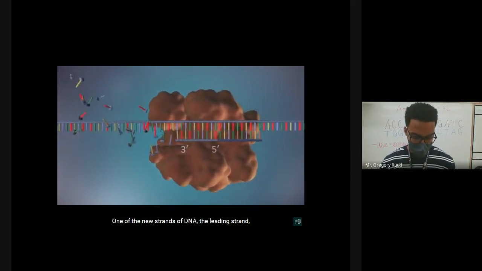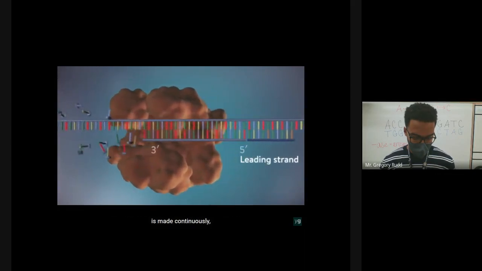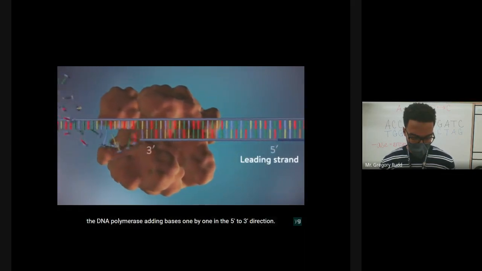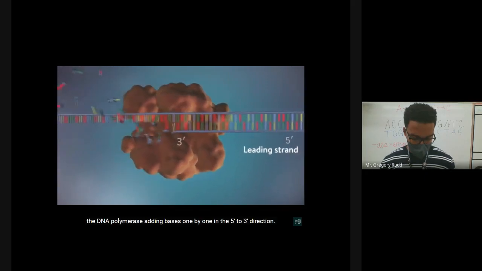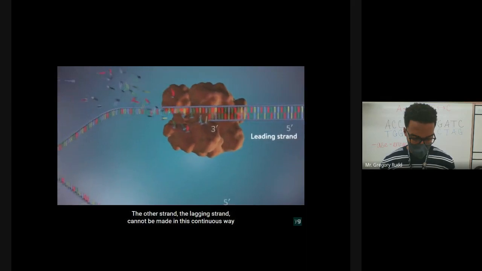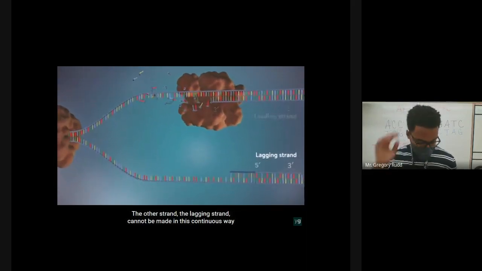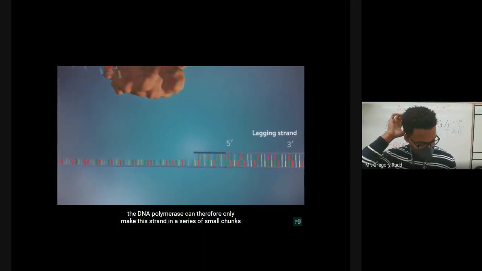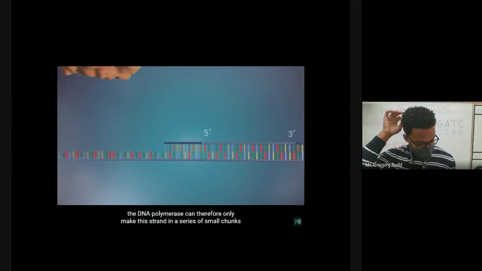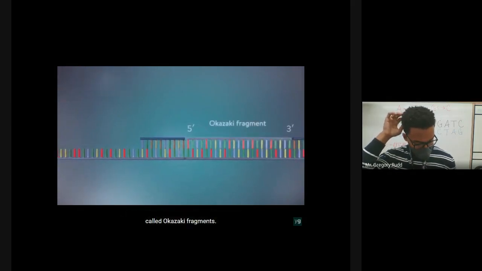One of the new strands of DNA, the leading strand, is made continuously, the DNA polymerase adding bases one by one in the 5' to 3' direction. The other strand, the lagging strand, cannot be made in this continuous way because it runs in the opposite direction. The DNA polymerase can therefore only make this strand in a series of small chunks called Okazaki fragments.